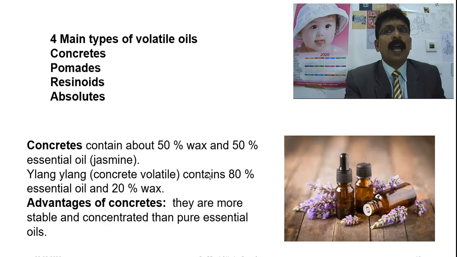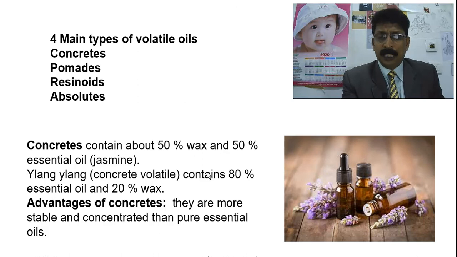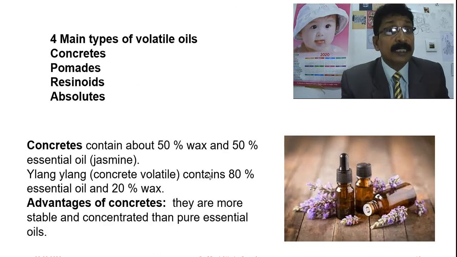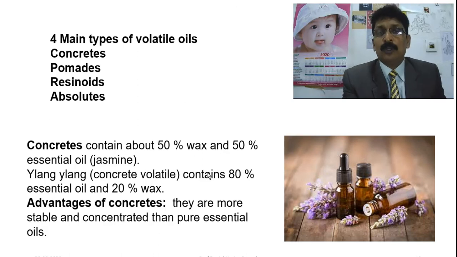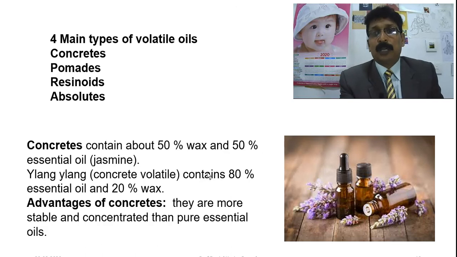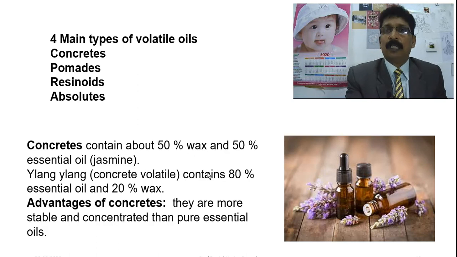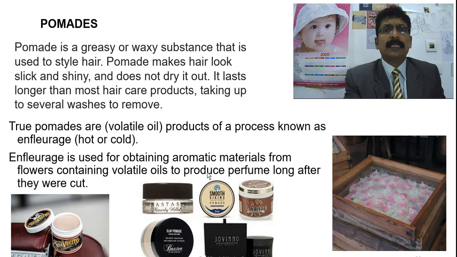And pomades is very, very important in cosmetic preparation, and we have discussed this word before slide also, and after slide, and now also we are going to discuss about pomades, resinoids and absolutes. Absolute means, you know that absolute alcohol, pure percentage of alcohol, that is what absolute. Resinoids also, you remember resinoids. So pomades, now we will see pomades.